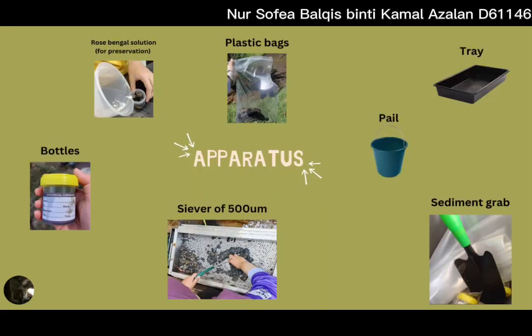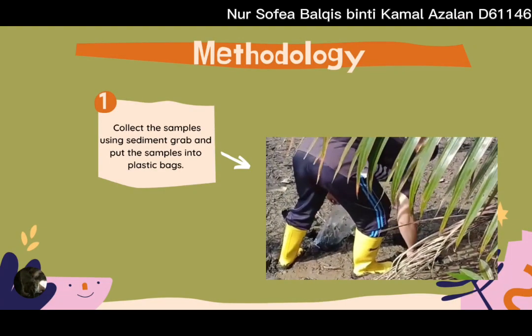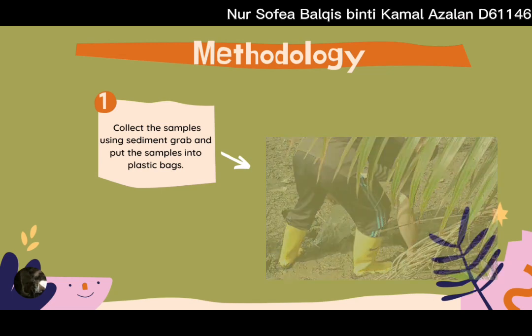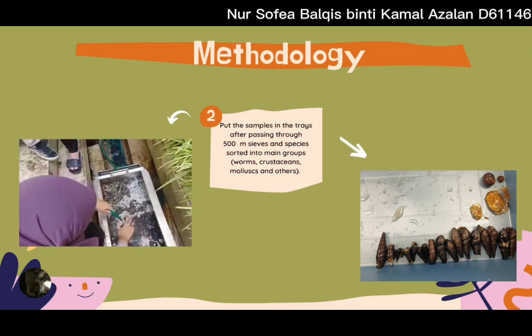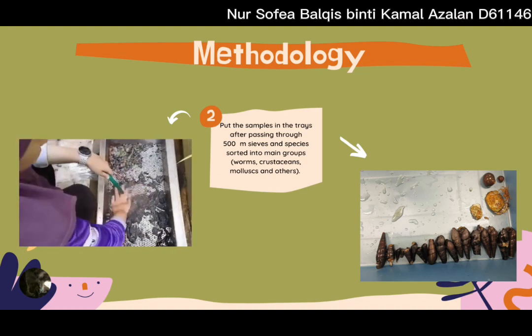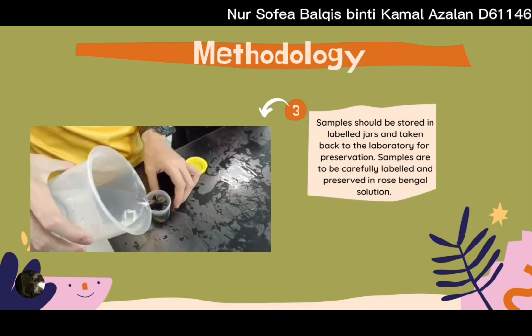This is the apparatus that we use: plastic bag, pail, tray, sediment grab, sieve, bottle, and rose bengal solution for preservation. The first methodology is to collect the sample using a sediment grab and put the sample into plastic bags. The second methodology is to put the sample into the tray after passing through a 500 micron sieve, and the species are sorted into main groups: worms, crustaceans, mollusks, and others. The last methodology is that the sample should be sorted into labeled jars and taken back to the laboratory for preservation. Samples are to be carefully labeled and preserved in a rose bengal solution.